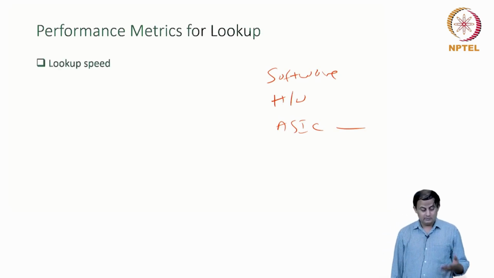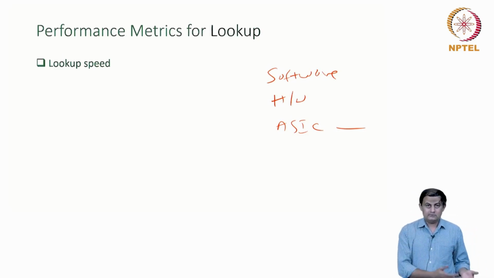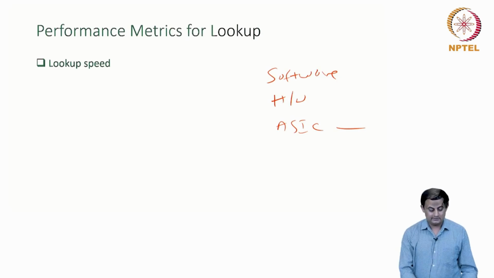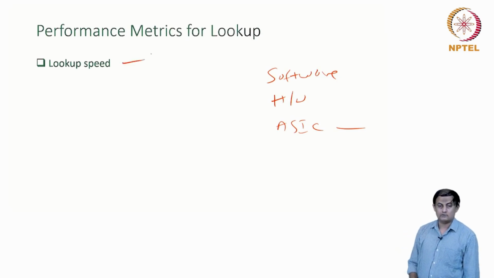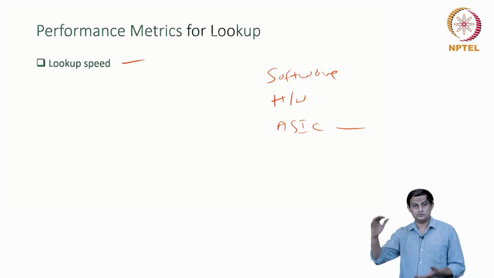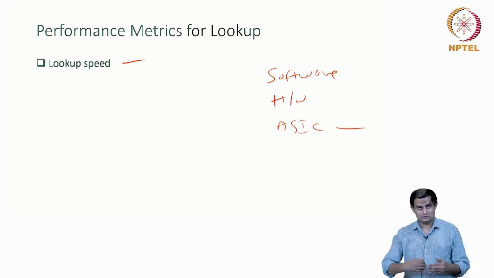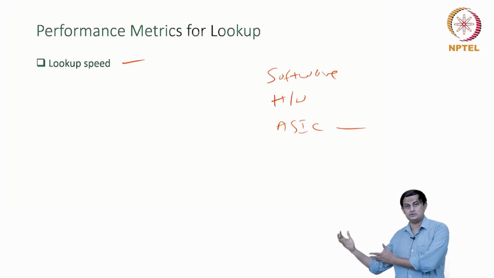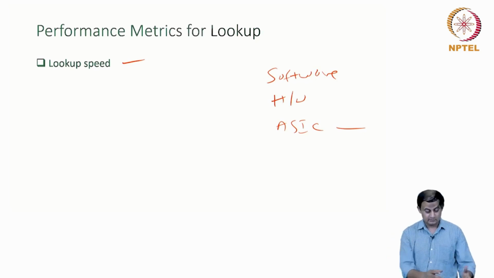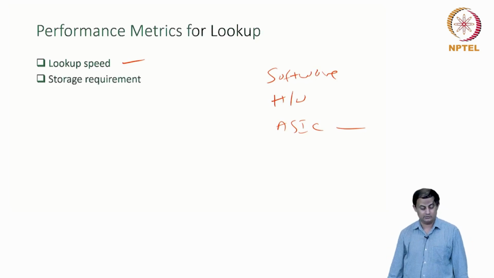So, how do we evaluate the performance of the lookup operation? What are the metrics that are available, whether the software implementation is good enough for me or it's not enough? So, one obvious metric that we want to use is something called the lookup speed. How much time it takes to do the search operation, do the string matching. So, the larger the time it takes, the worse it is. The lesser the time it takes to do these operations, the better it is. That is one obvious metric that we want to use.